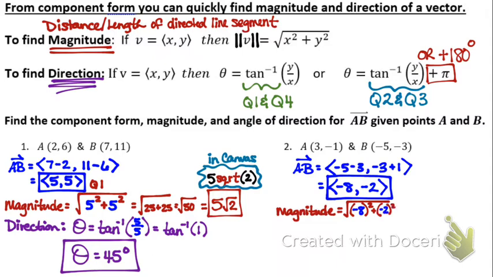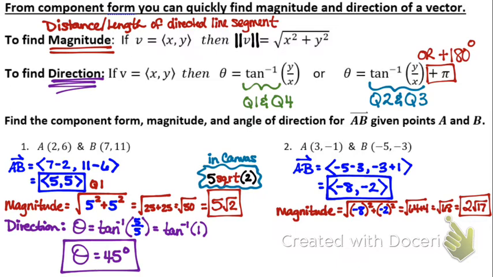What do I get when I do x squared plus y squared? 68. Yep, because it's 64 plus 4. Can I simplify radical 68 at all? 2 square root of 17. So there's my magnitude.